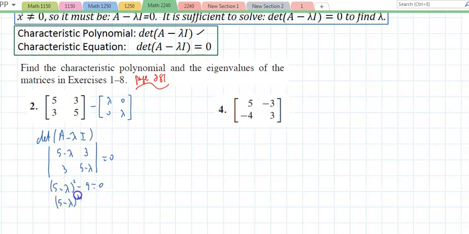(5 minus lambda) squared equals 9. 5 minus lambda equals, okay, you know what I'm thinking, right? Square root both sides. And then lambda will equal 5, so swap those, minus or plus 3. Lambda will equal 2 or 8. And there it is. That's pretty much how we do it. You can do it the way you want, but this turns out to be very efficient and to the point.